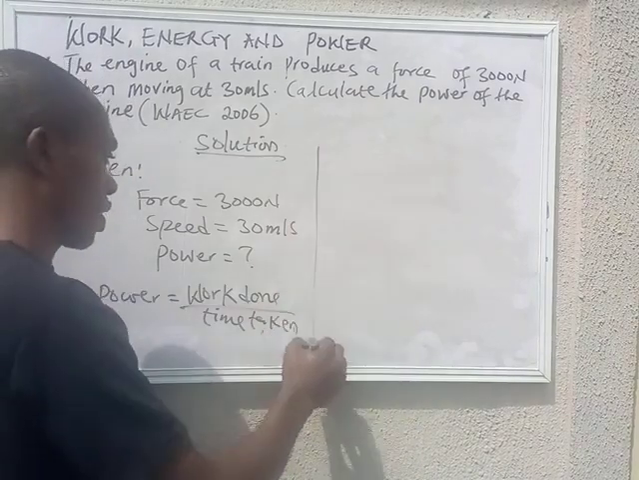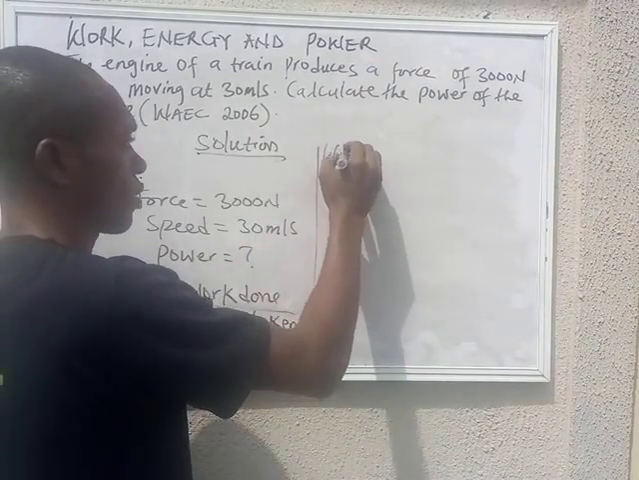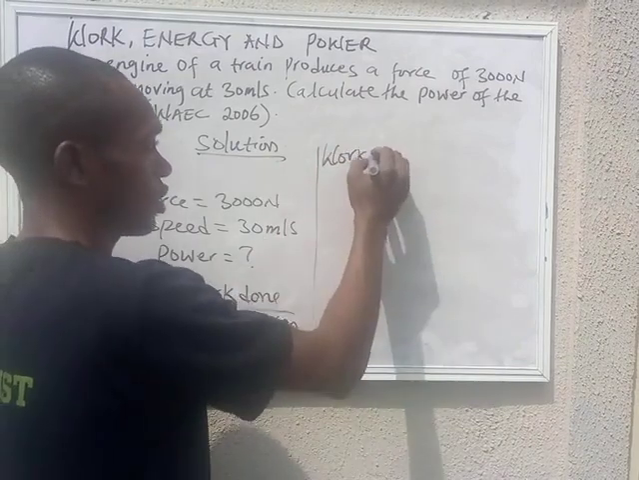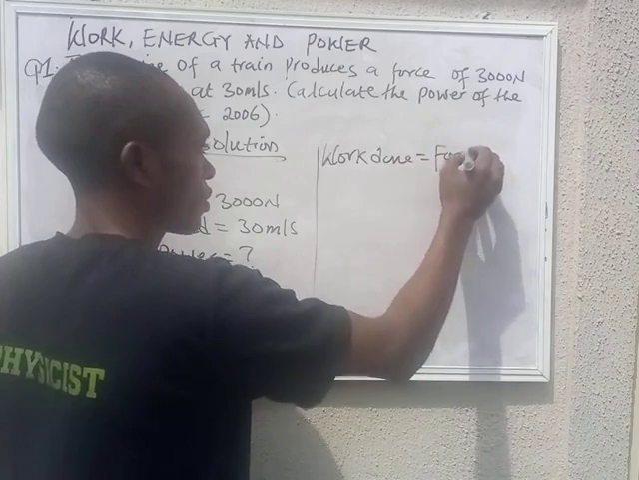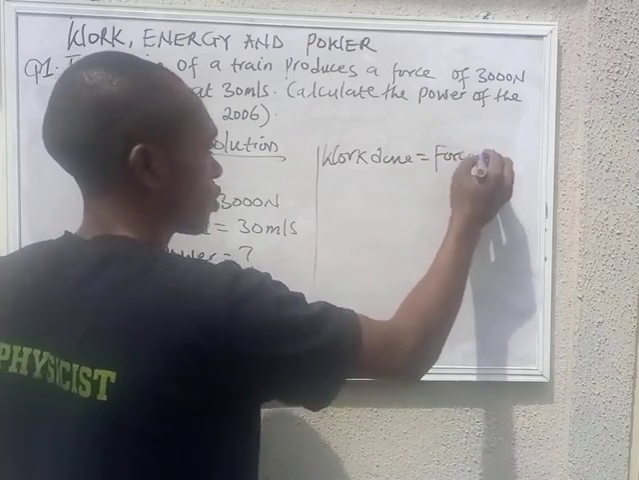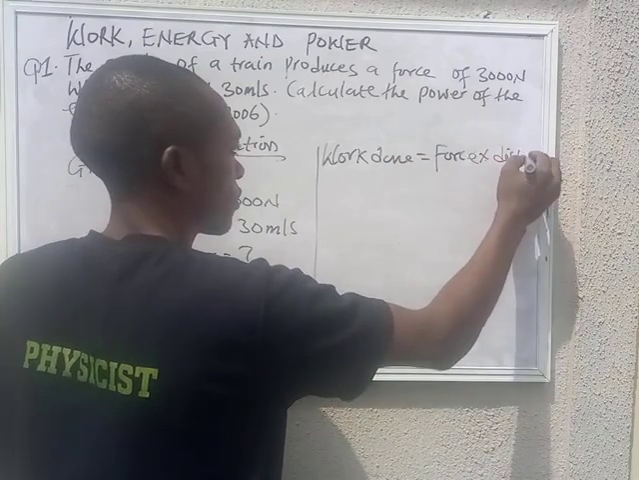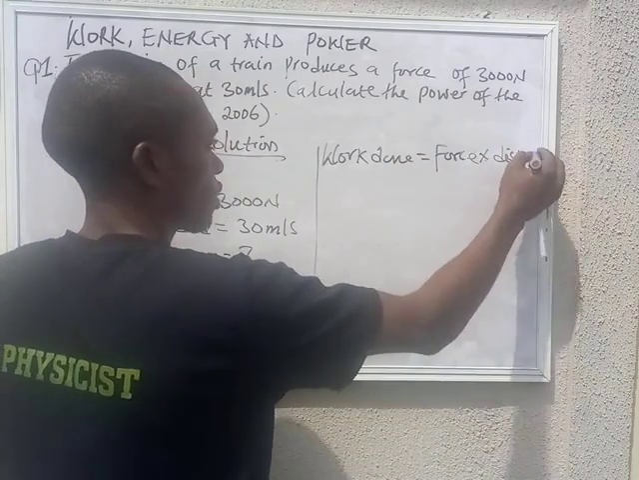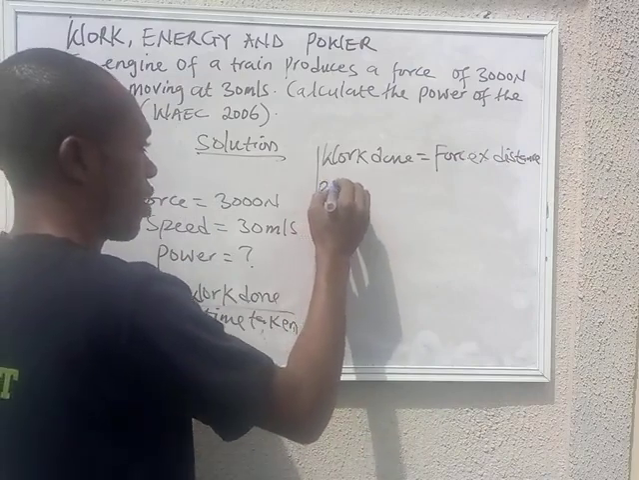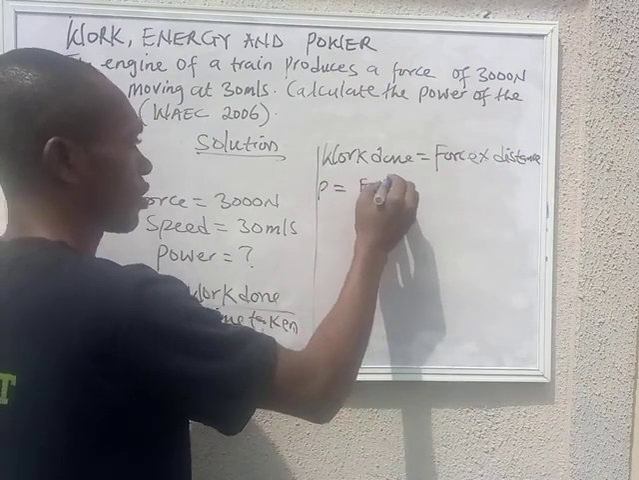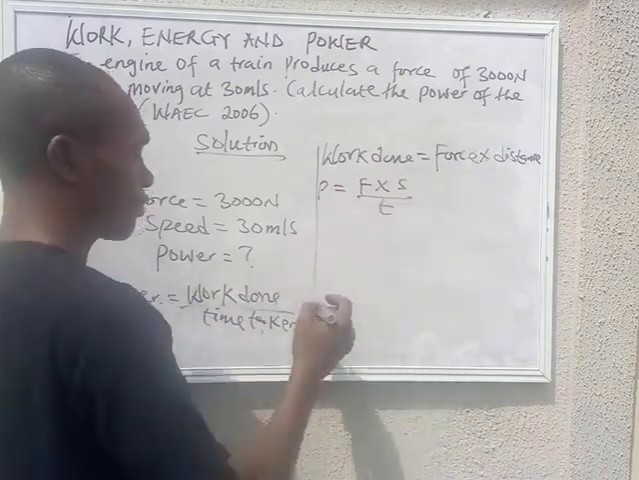Now, look at this. We know that work done is equal to force times distance. Now, we can equally say that power is now going to be force times distance, we use S for distance, over time.